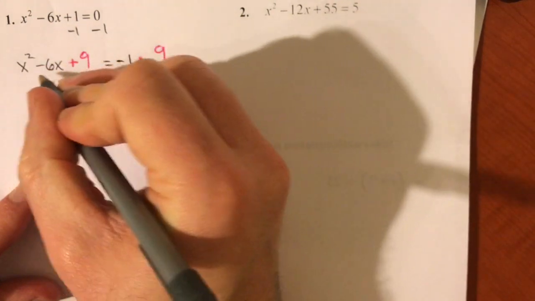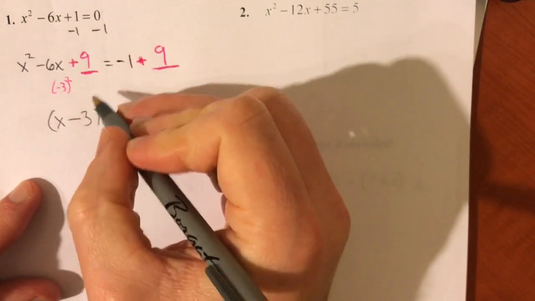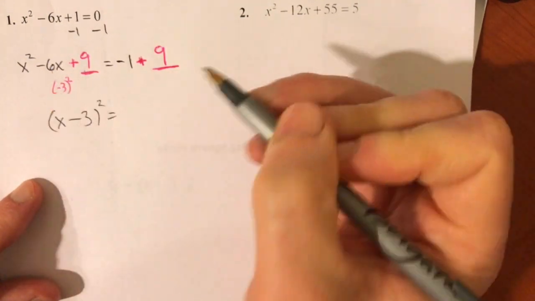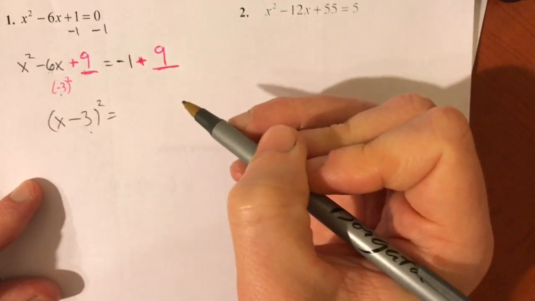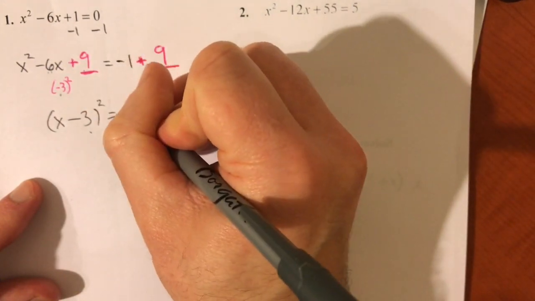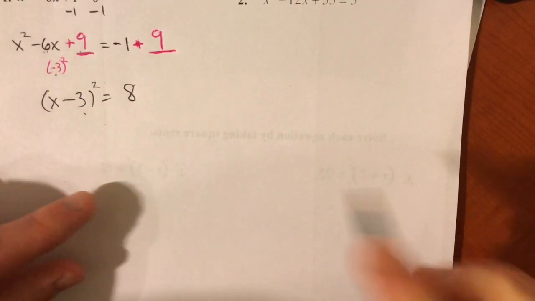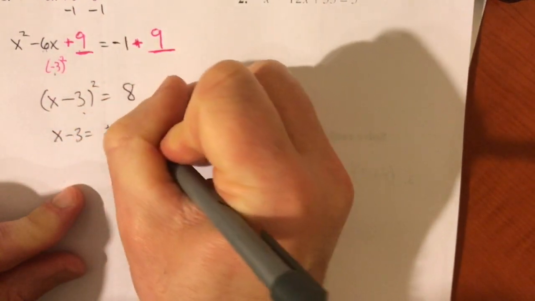On this side, this is going to factor to x minus 3 squared, right? What multiplies to 9 and adds up to negative 6? Negative 3 and negative 3. Or in other words, just half of that b, negative 3. Over here, negative 1 plus 9 is 8. And now you've got this quantity squared, take the square root. x minus 3 is equal to plus or minus the square root of 8.